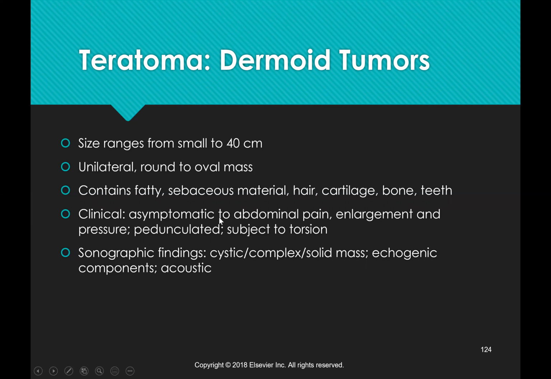And the clinical presentation is asymptomatic to abdominal pain, enlargement, and pelvic pressure, pedunculated and subject to torsion. Honestly, I did a lady last week that had a dermoid tumor, probably about 12 or 13 centimeters, and she didn't even have pain. She just had a regular menstrual period, a little bit of bleeding in between her periods. I'm like, how is this not causing you pain? The sonographic findings are kind of difficult sometimes. I really do feel like dermoids are kind of difficult to see because you're dealing with all of this kind of material here that sound can't get through.